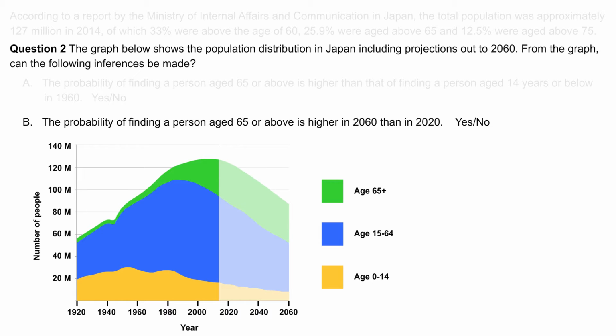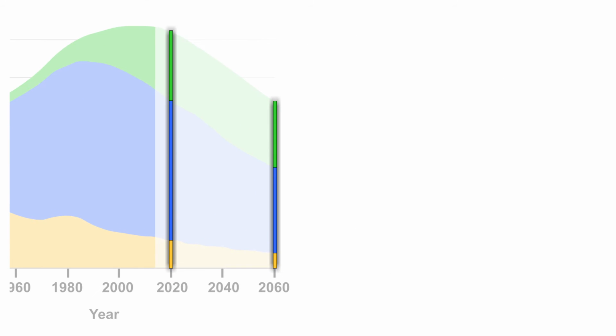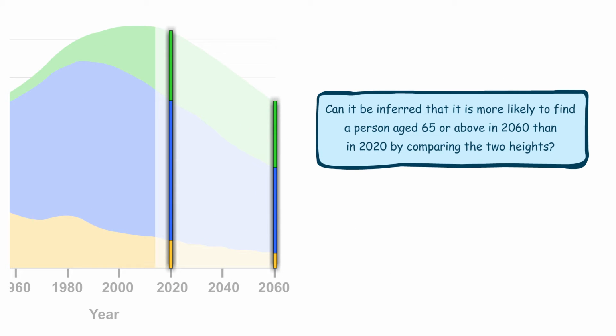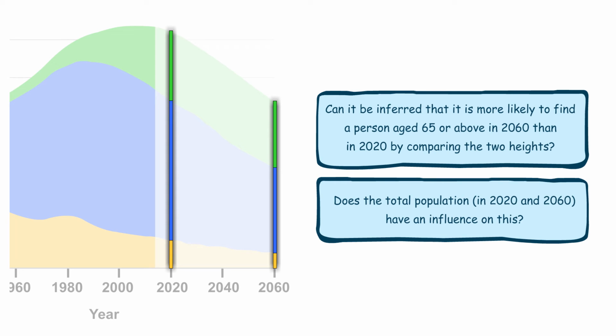The second claim calls for a comparison of the population aged 65 or above between 2020 and 2060. Can it be inferred that it is more likely to find a person aged 65 or above in 2060 than in 2020 by comparing the two heights? Does the total population in 2020 and 2060 have an influence on this?